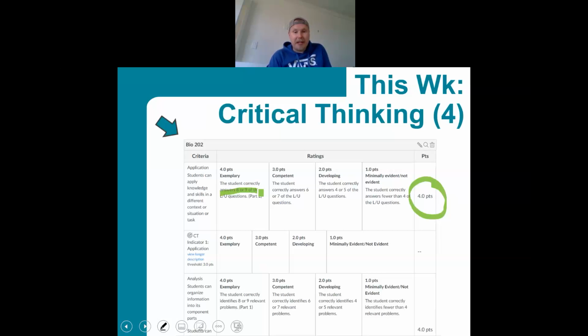Same as, for example, the other question, which shows that I'm asking you to identify either 8 or 9 relevant problems. That tells you, when you're trying to find them, how many you should find. I'm probably thinking that there should be 9 relevant problems that you can find. If you find fewer, you get fewer points. So that's how the grading works. I would use that to guide me if I was a student.